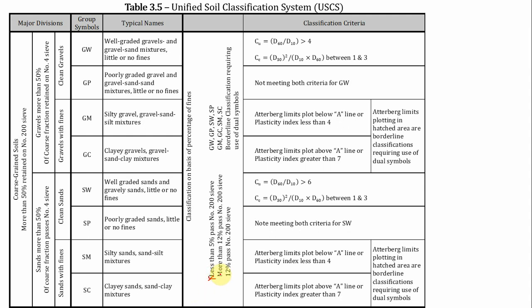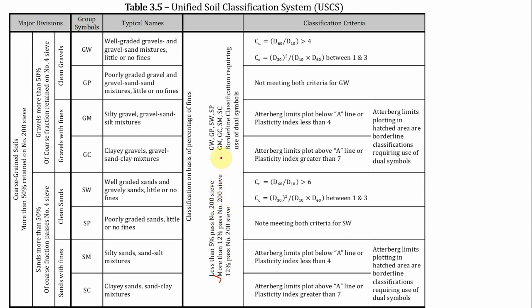And then it says here, class, that more than 12% pass the number 200 sieve. So what is the percent passing of our soil B in sieve number 200? That is 33%. And 33%, class, that is more than 12%. That is greater than 12%. So therefore, class, okay ito. Our soil belongs here, that is more than 12% pass the number 200 sieve.